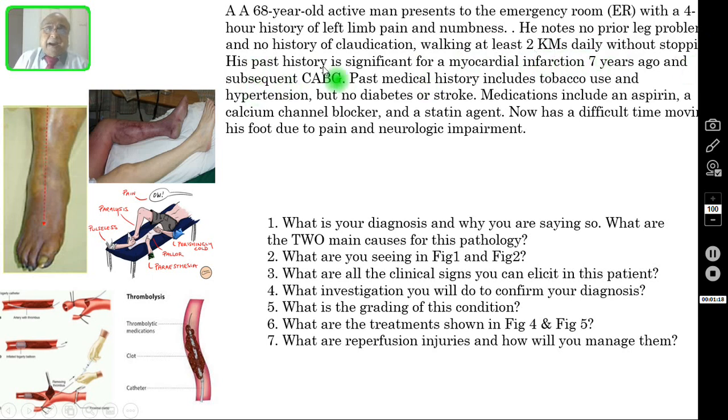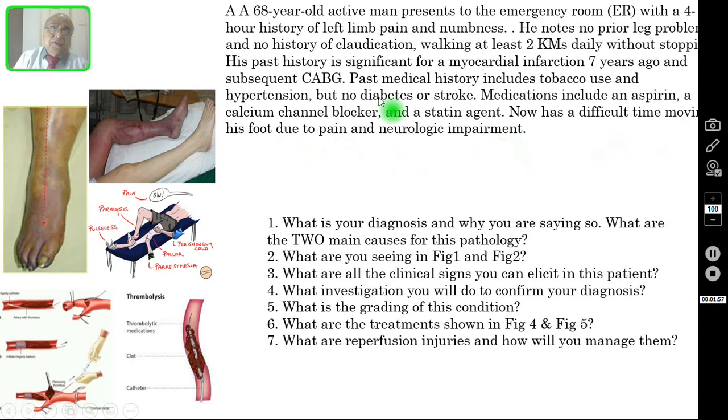His past history is significant for a myocardial infarction 7 years ago and a subsequent CABG surgery. Past medical history includes tobacco use and hypertension, but he is not diabetic and not a stroke patient. Medications include aspirin, a calcium channel blocker, and a statin agent. Now he has difficulty in moving his foot due to pain and neurological impairment.